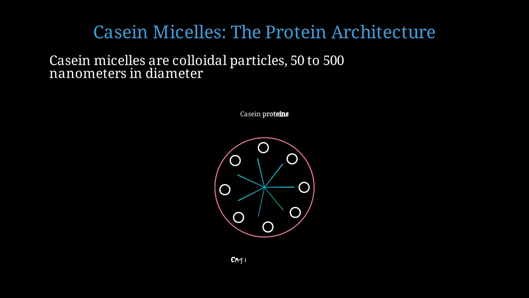This is a simplified diagram of a casein micelle. The white spheres represent individual casein proteins, held together by calcium phosphate bridges, shown in cyan. These structures are stable at the normal pH of milk, which is around 6.6.